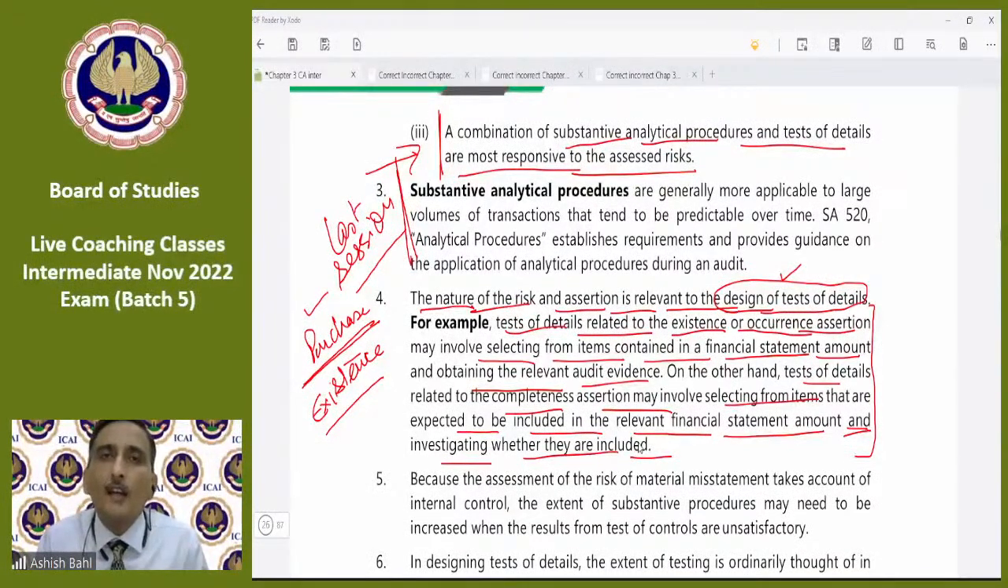He would design the procedures for cases where, say, purchases have been entered in stock records, but these have not been entered in the financial books. The relevant bill has not been entered in the financial books. It has not been debited to purchase account. So what is the nature of assertion? That is very important. What kind of assertion the auditor is trying to verify, that is very important. Okay.